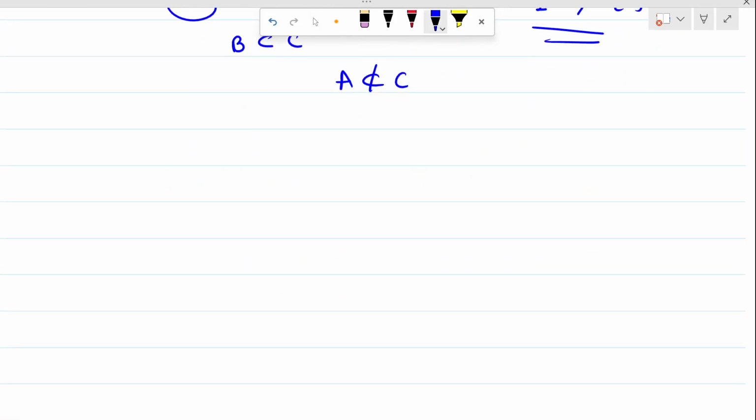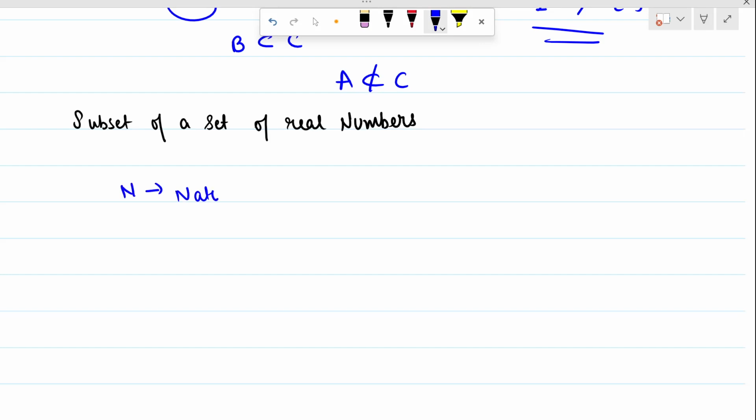So there are some standard subsets of the set of real numbers. There are many subsets of real numbers such as N, natural numbers, Z, integers, Q, rational numbers, and T, irrational numbers.